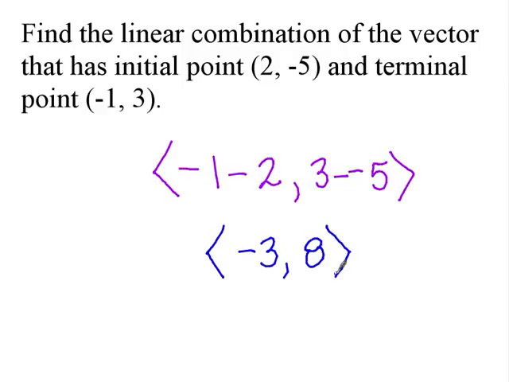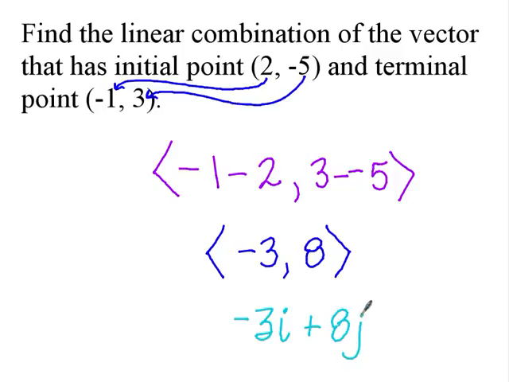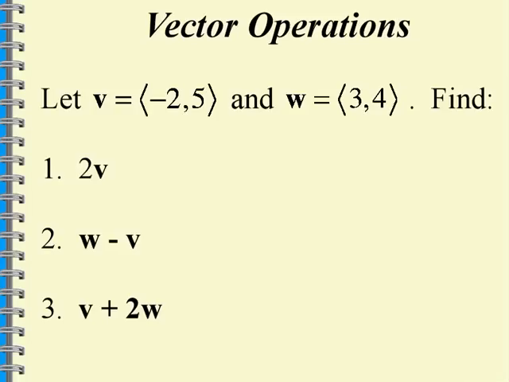Another way to do this in your head: from 2 to negative 1, you've gone to the left 3, which is negative 3. From negative 5 to 3, you've added 8. So that's where that comes from. If we're writing this in linear combination form, it would be negative 3i plus 8j. And that's it. If you wanted to find the magnitude, the easy way is to square the negative 3 and the 8 and take the square root. That would work.